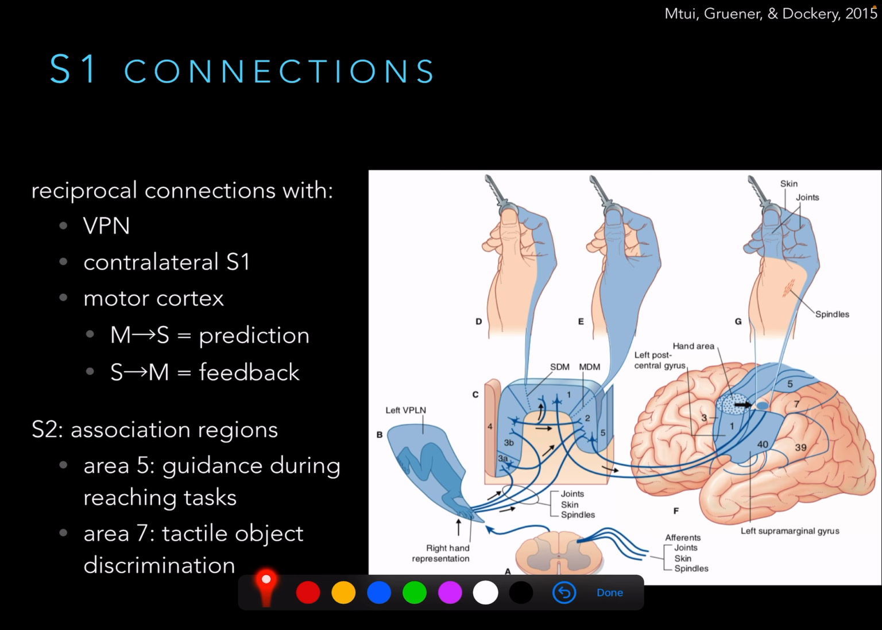Okay, so who is S1 talking to besides the ventral posterior nucleus? Well, the other primary somatosensory cortex, so the two sides of the body know what's going on. It talks to the motor cortex, right? It tells the motor cortex what I'm feeling. That way the motor cortex knows whether or not a movement took place, for example. If we plan on bending our elbow, I guess flexing our elbow, then we should have an accompanying change in the somatosensory cortex if it's successful.